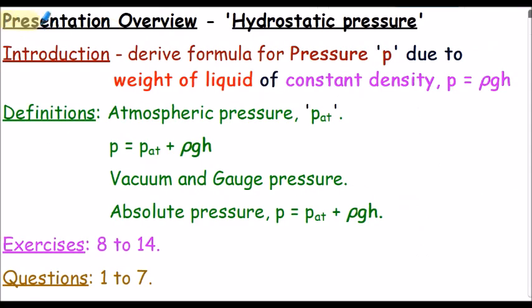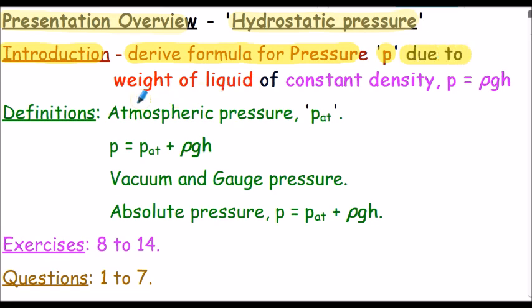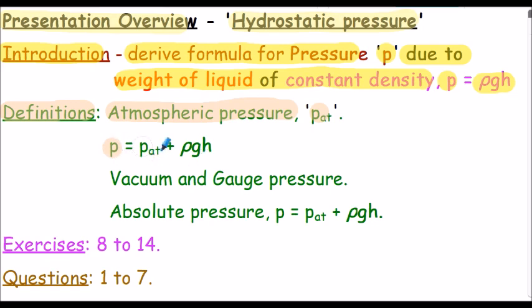And here's the presentation overview. We commence with an introduction where we derive the formula for pressure P due to the weight of liquid of constant density. This formula is P is equal to rho g h. We then state various definitions. Firstly, we define atmospheric pressure, denoted as P suffix at. We show how to calculate what we initially term as total pressure, which is the atmospheric pressure plus the pressure due to the weight of the fluid.